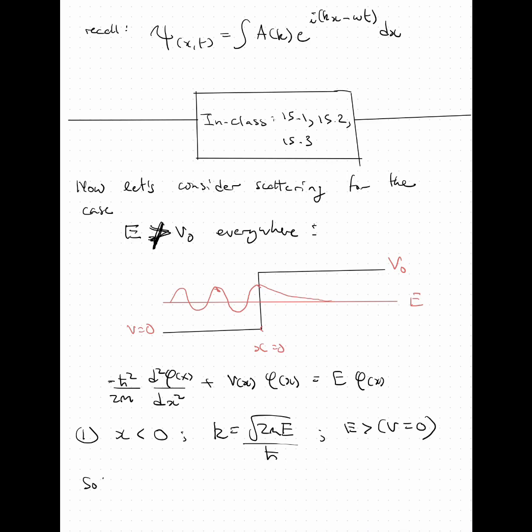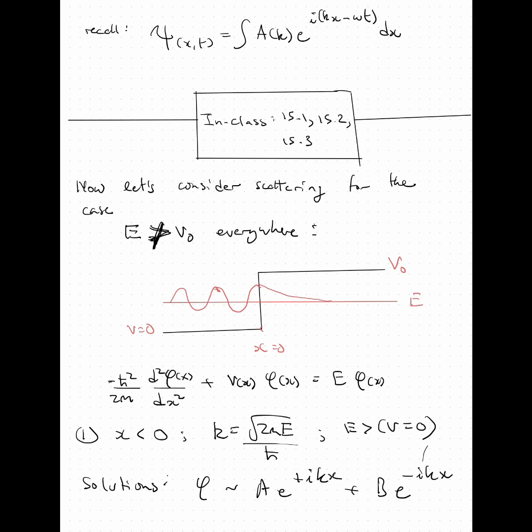And we can guess solutions. And you should know this by heart right now. φ is a times e to the ikx plus b times e to the minus ikx. I made a mistake here, so I should make this a plus.